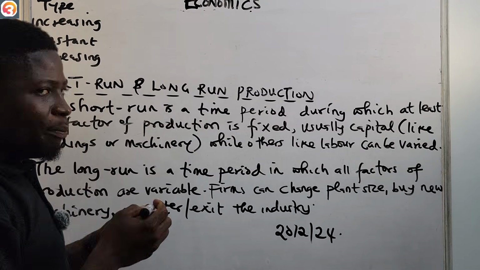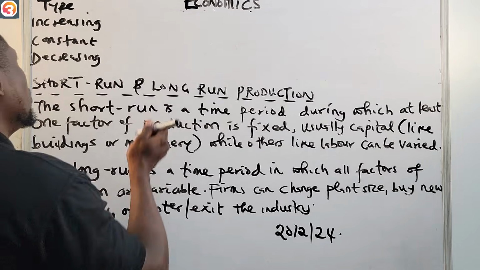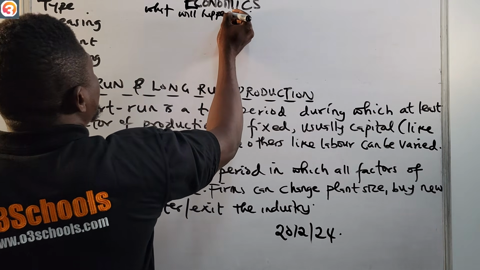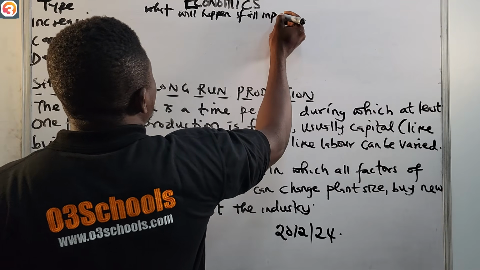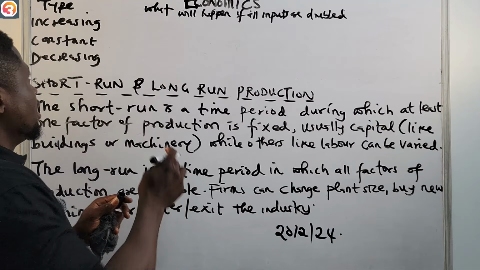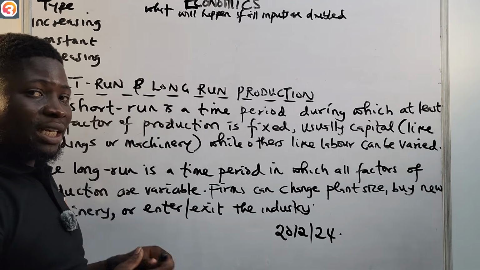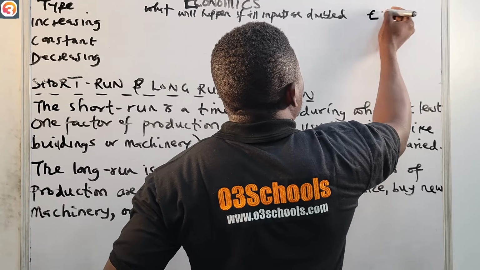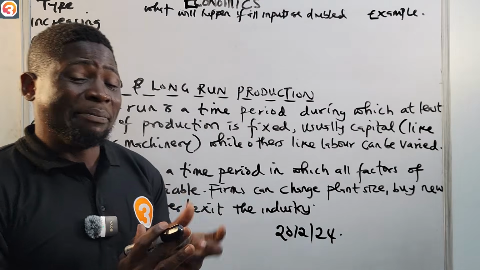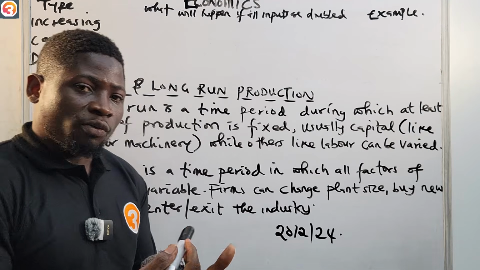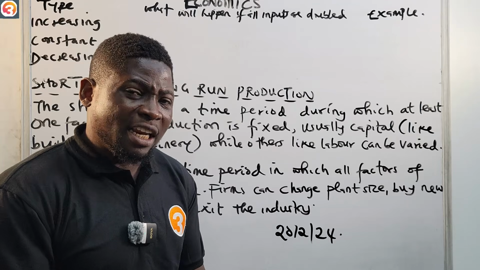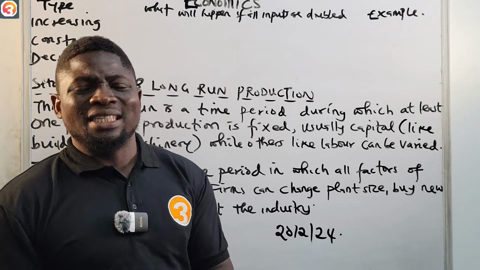So what will happen when all inputs are doubled? This is the type, and this is what will happen if all inputs are doubled. And then let us give an example of it. Like I've said earlier, the basic idea of return to scale is what will happen to output when inputs are doubled. Let's say an input like labor and capital is doubled. What will happen to the output? That is the basic idea.